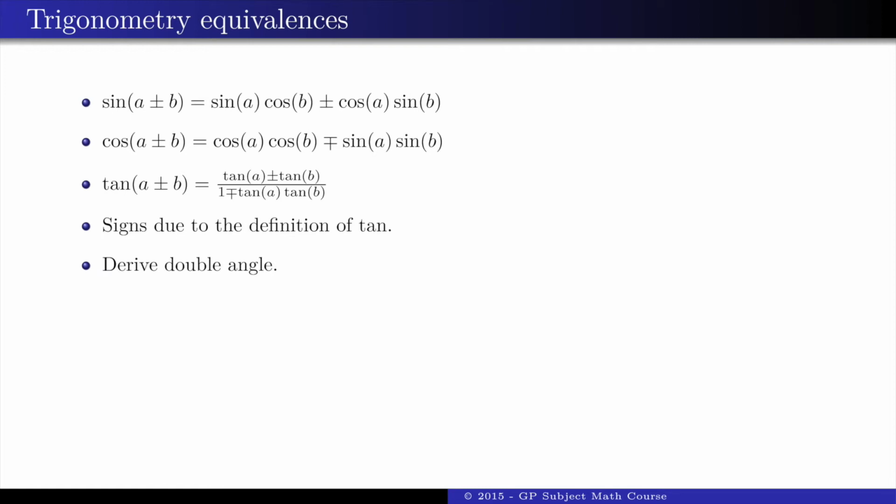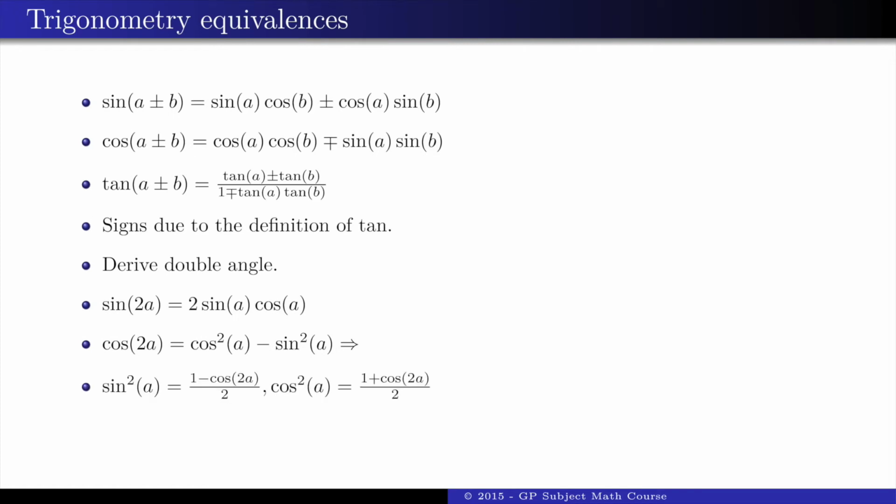A special case is where a and b are equal. Then we have the following. Cosine 2a is important since it gives us the ability to reduce the powers from sine and cosine. That is extremely useful when solving integrals. Plug in a equals b over 2, and you will get the equivalence for half angles.